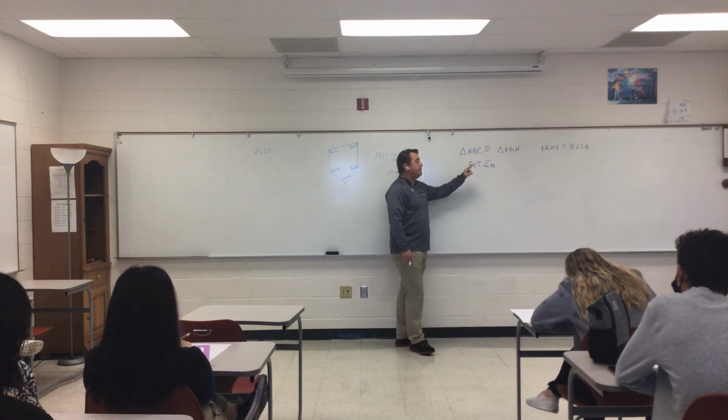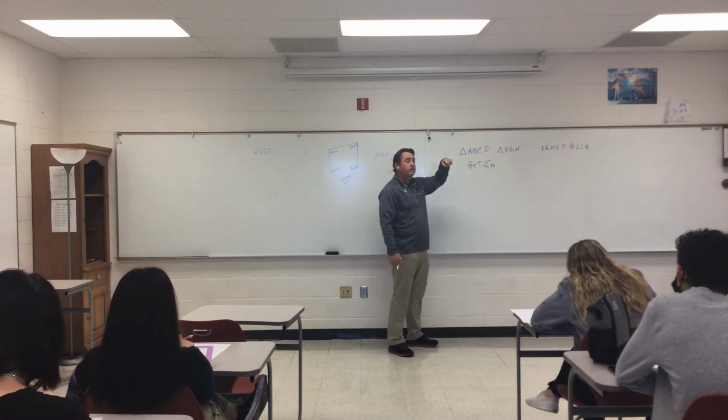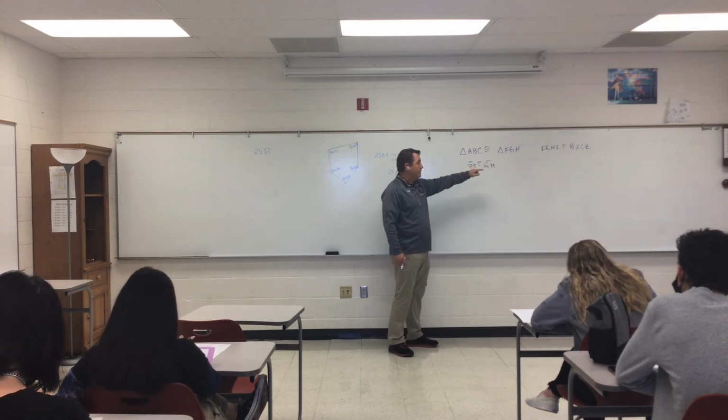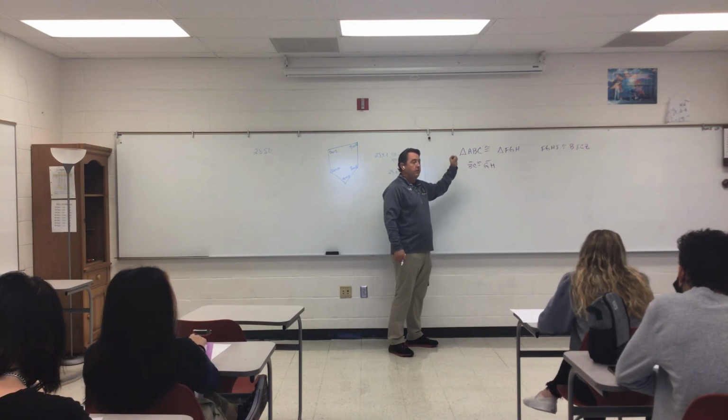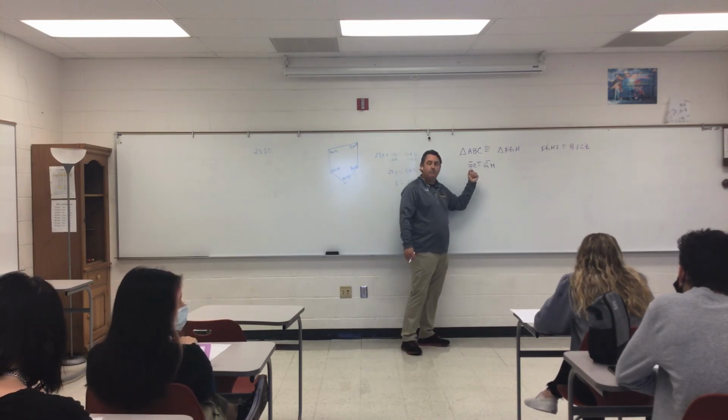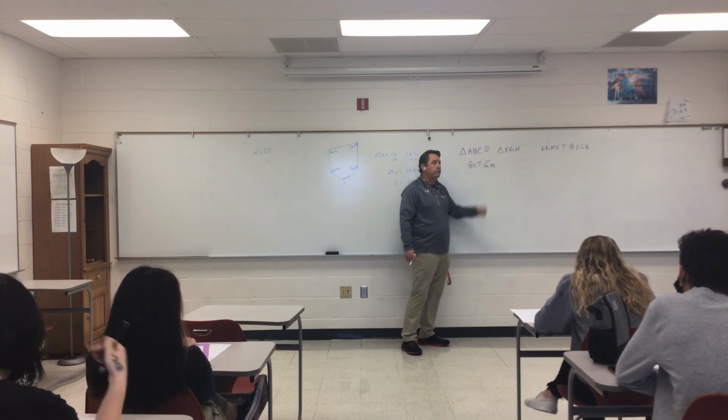Well, now we have to know this is true, but if they give you the congruence statement, so if they say triangle ABC is congruent to triangle FGH, even without the picture, the things in the same place have to be congruent to each other. So in other words, BC has to be congruent to GH.